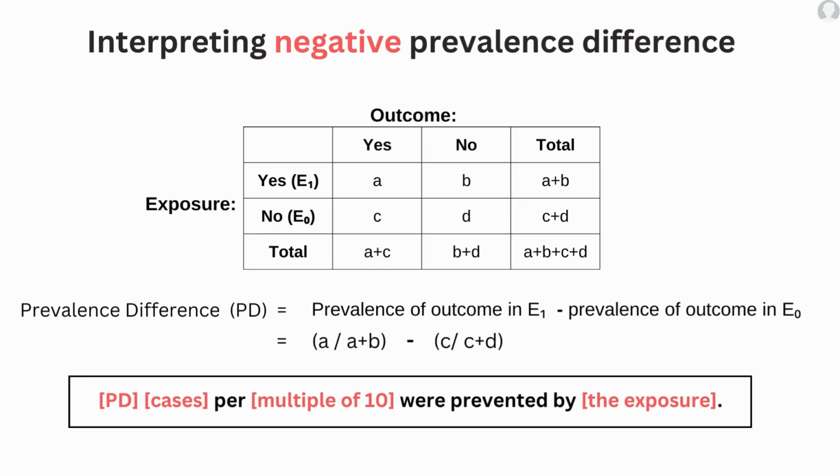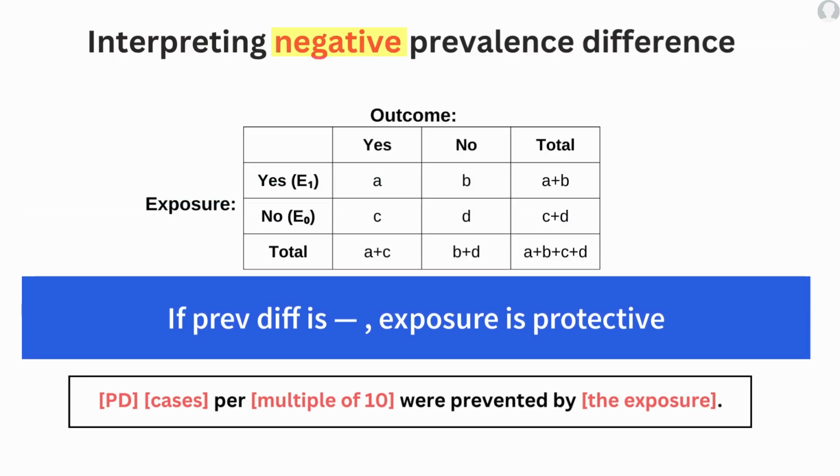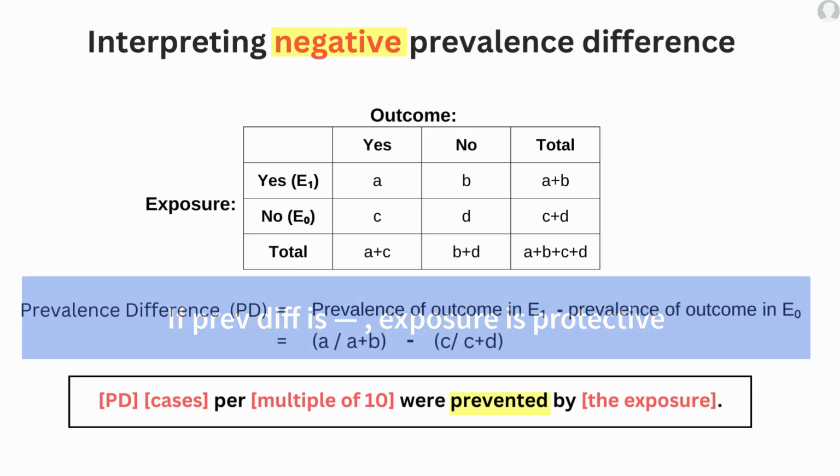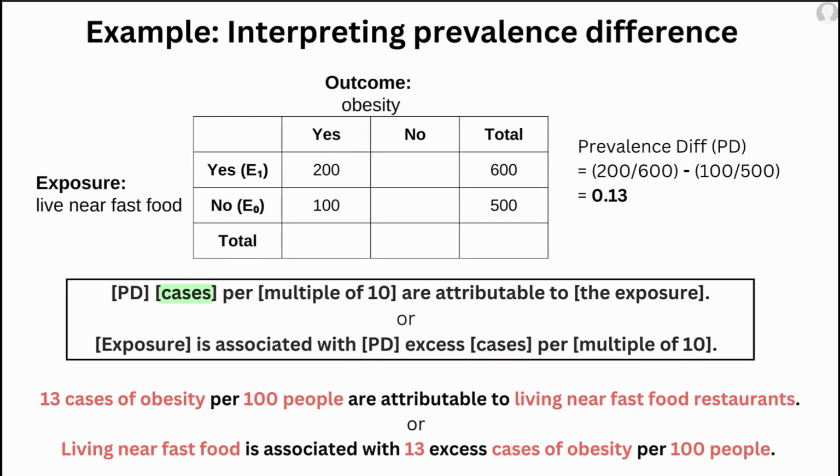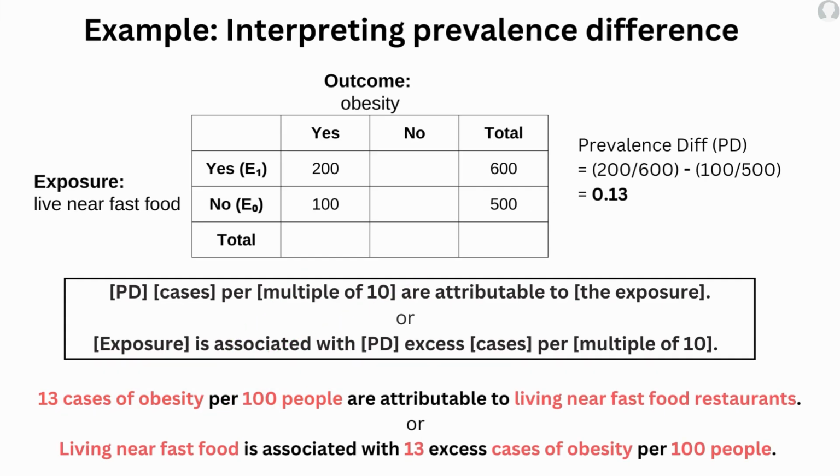If the calculated prevalence difference is negative, you can interpret it as the number of cases that are prevented by the exposure. If we go back to our example from week 2 of living near fast food and obesity, we calculate a prevalence difference of 0.13. We can then plug in the names of the variables from the study into the interpretation sentence and end up with 13 cases of obesity per 100 people are attributable to living near fast food restaurants, or living near fast food restaurants is associated with 13 excess cases of obesity per 100 people.